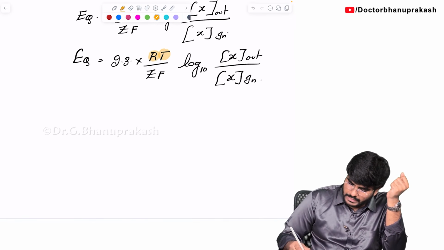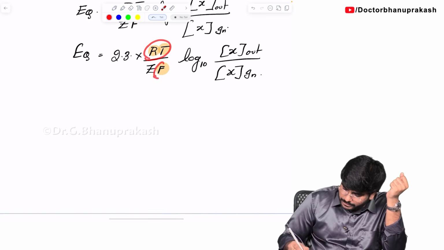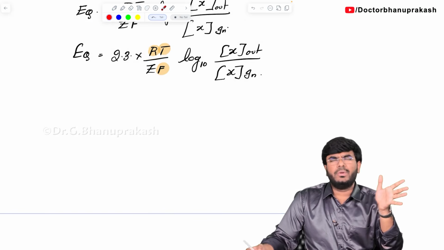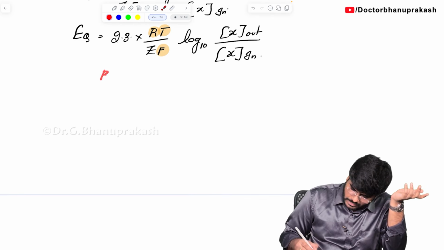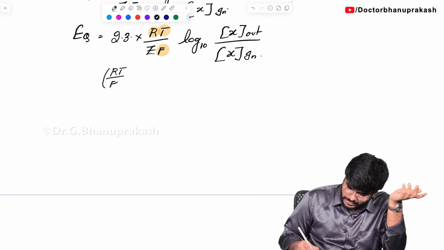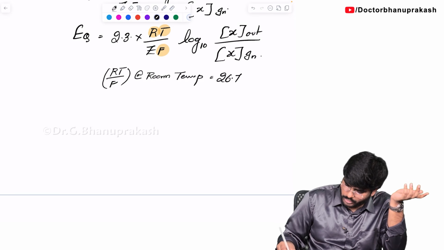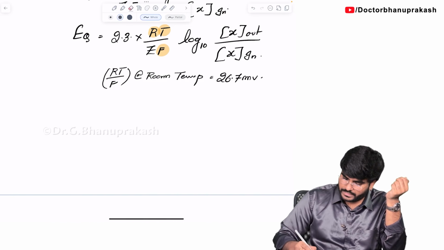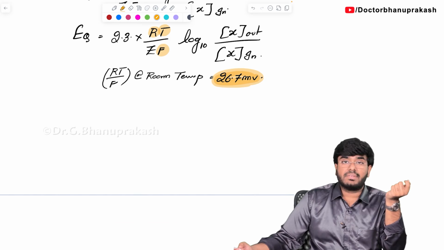Now, this RT by F has a value. The value of RT by F is going to be a constant value. It changes according to the room temperature. The RT by F value at room temperature is 26.7 millivolts, so you can take it as a constant. So, I am going to replace RT by F with 26.7 millivolts.